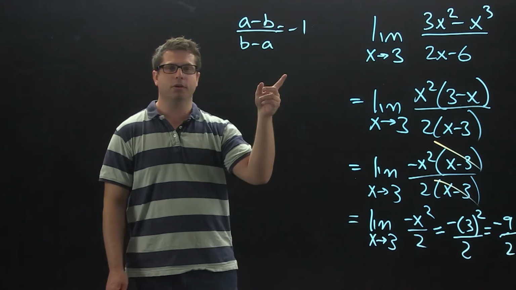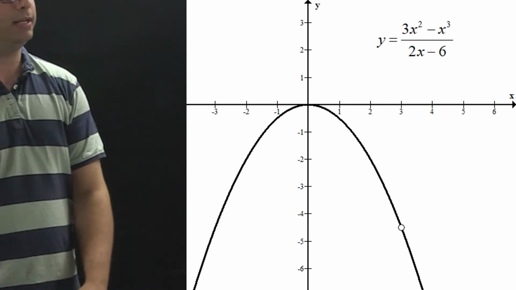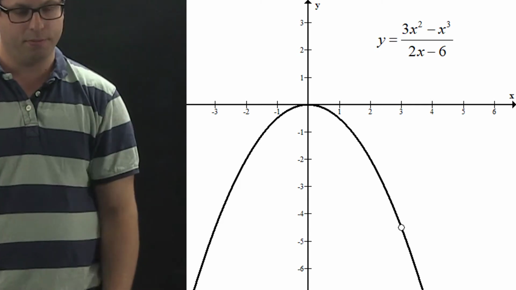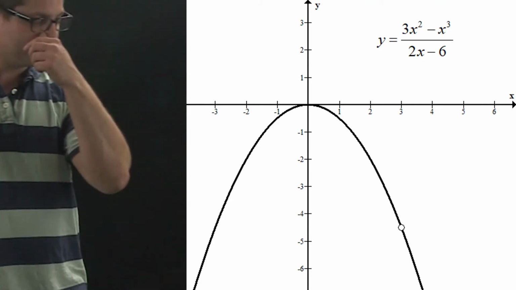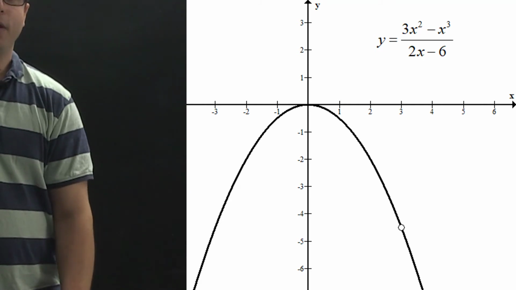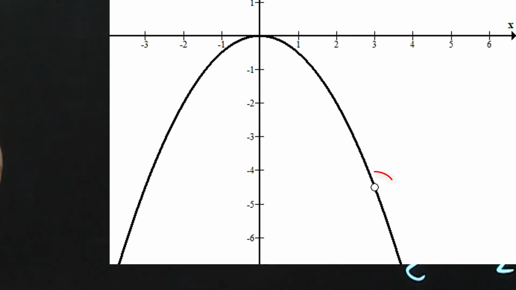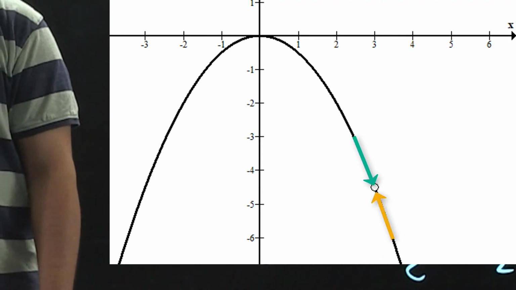I want to take a look at the graph of this just so that you can see what's happening at 3. We have a parabola of negative x squared over 2. That's what it looks like. However, when you look at x equals 3, you're going to have that open dot. But you can see that when you approach 3 from both sides, you're going to get a y value of negative 9/2.